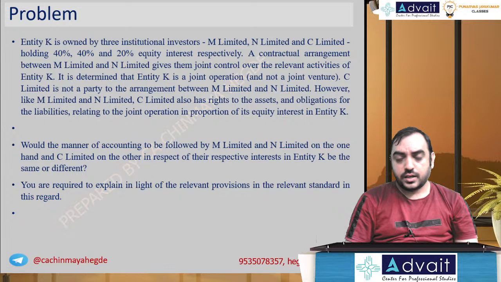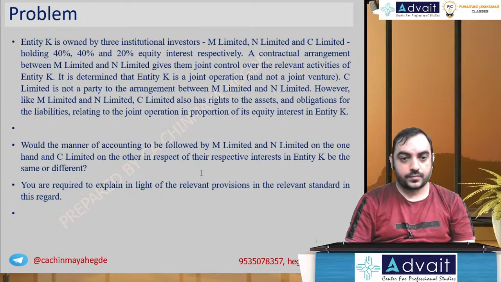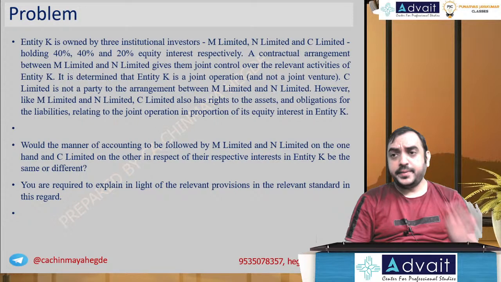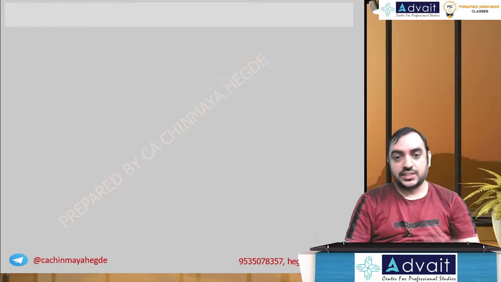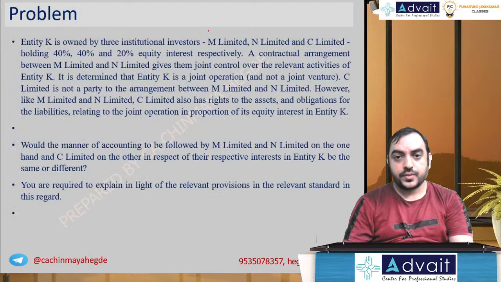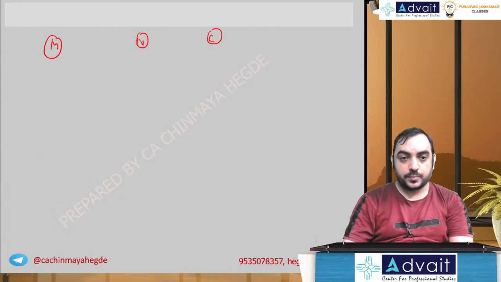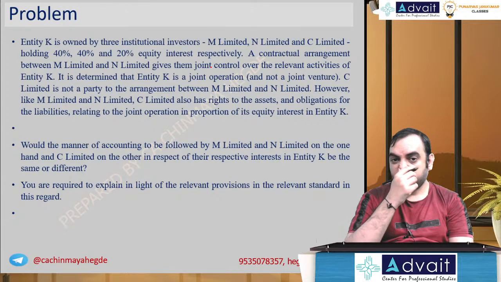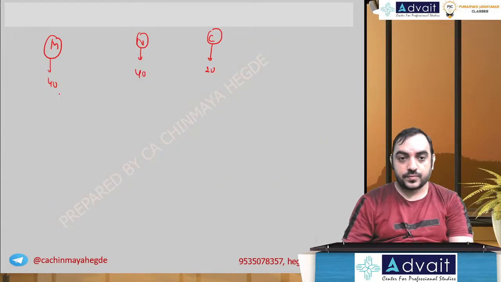Okay, let me give the facts of the case once more. Entity K is owned by three investors, M, N and C. So M Limited, N Limited, C Limited having 40, 40, 20 in K Limited.